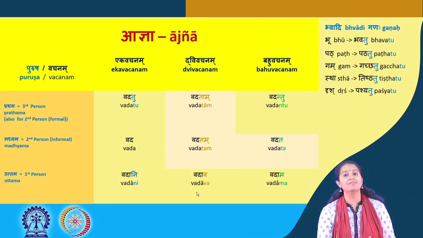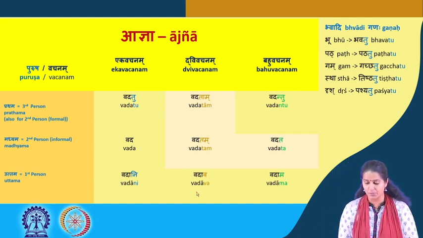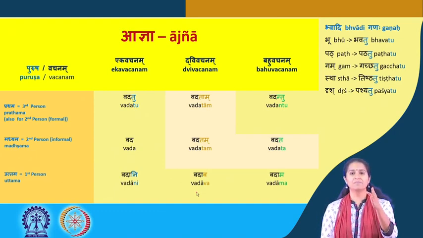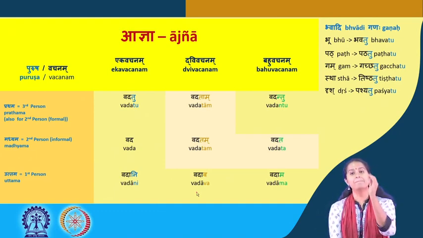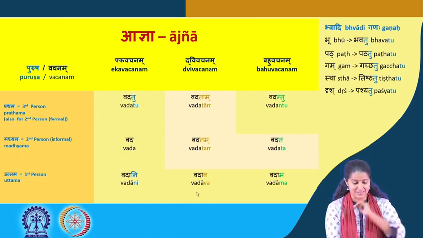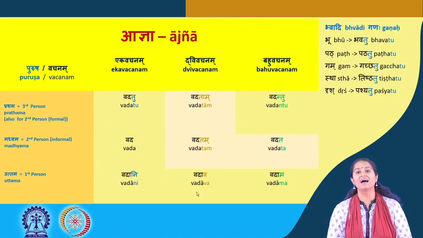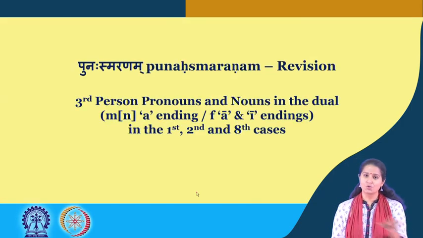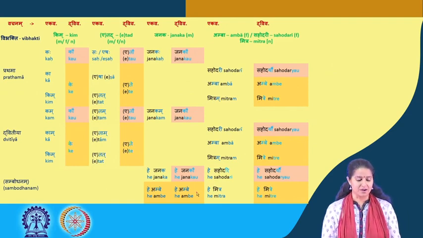So here we have the bhuadigana verbs again that we've already been a little familiar with, and I'd like you to do this with pathatu. Say that. Pathatu, pathatam, pathantu, patha, pathatam, pathata, pathani, pathava and pathama. Uttamam. Let's move on. Do a quick recap of what we have done thus far.